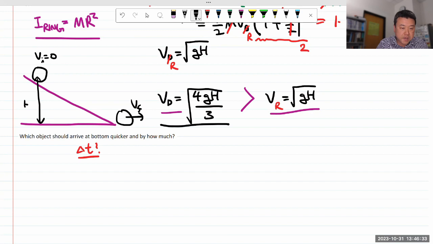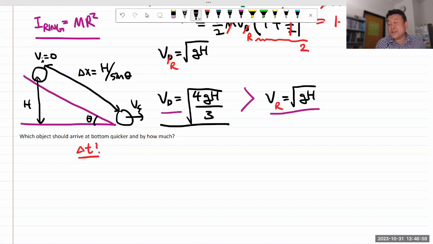They gave us h, and they gave us theta, which means we can actually figure out the distance. This distance, let me call that delta x, should be h divided by sine theta. If you're not sure, go through the geometry yourself and make sure that this is correct. I'm pretty sure that is correct. So okay, geometry factors are easy enough.